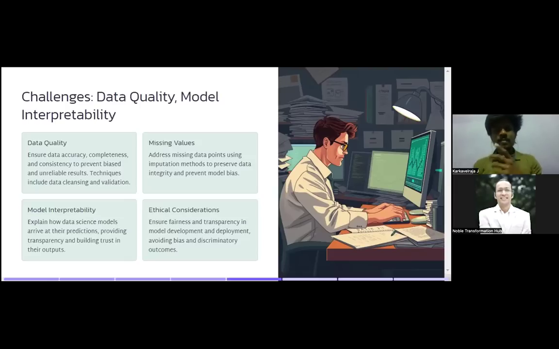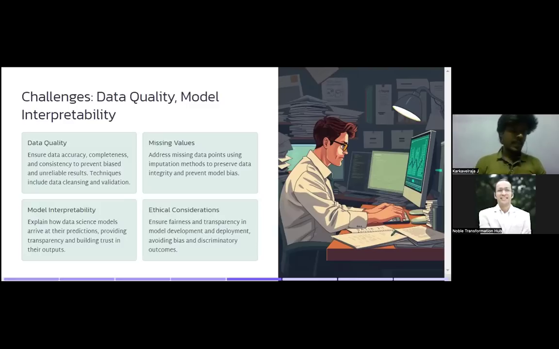Then missing values. Address the missing values using imputation methods to preserve data integrity and prevent model bias. Whenever you have a missing value, don't remove the entire row. Rather, try to include some imputation, like filling with the average value, median value, mean value, or mode. Try to fill it up instead of just dropping it, because we will lose the data.